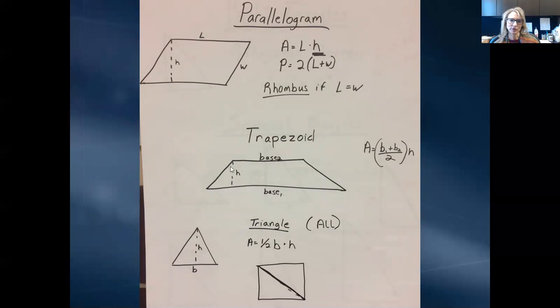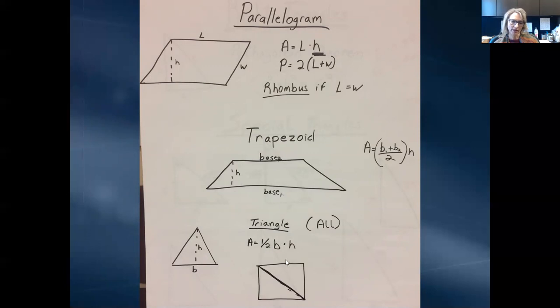The area of a trapezoid, you're going to have to look at your two bases and you're going to have to average them. So it's going to be base 1 plus base 2 divided by 2. So you're getting your average of your bases times your height. So that's how you get the area of a trapezoid.